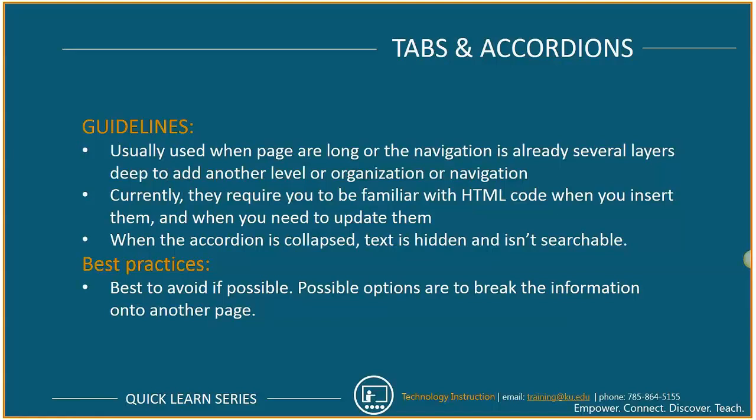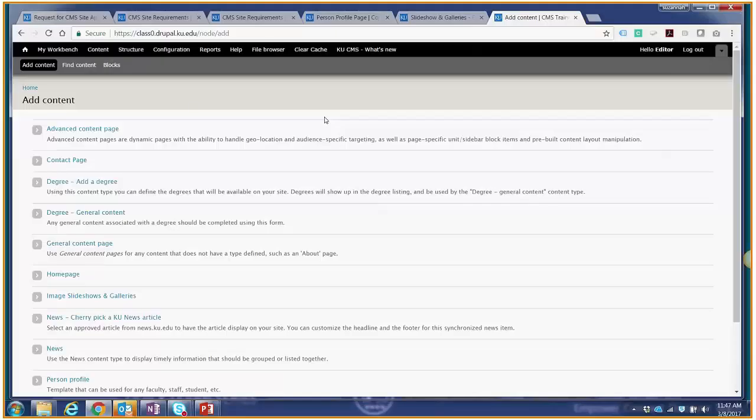So best practices, it's kind of funny here. I say, best to avoid if possible. So some options there are just to break out the information into separate pages instead of trying to use a tab or an accordion. Tabs and accordions, it's not always something that's optional, so I will show you how to set them up, but if you can work around them, it will probably be a better experience for both your editors and possibly even your website's audience. So let me show you what I mean by tab or accordion.